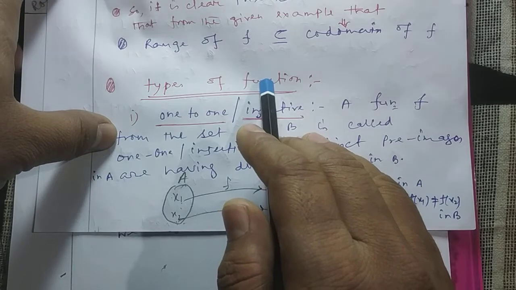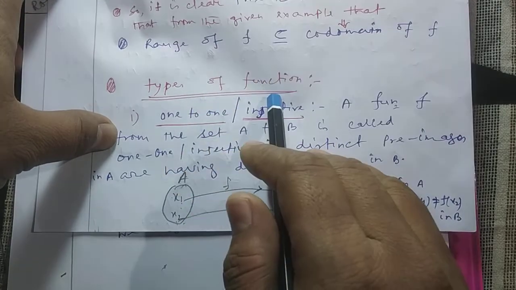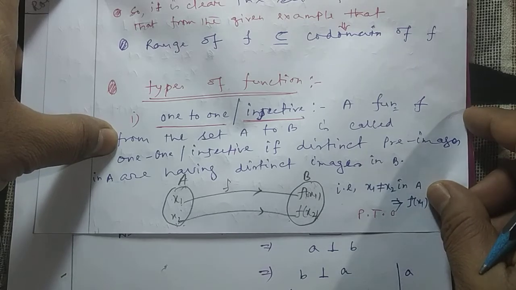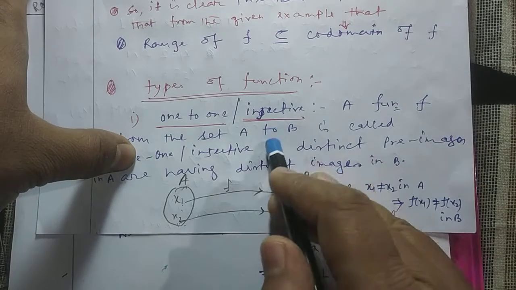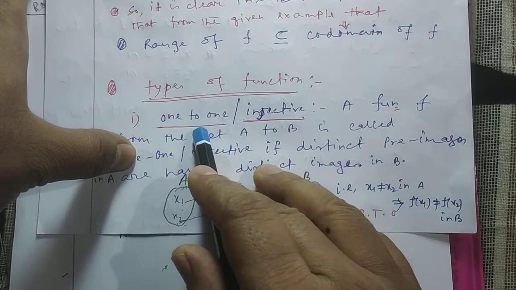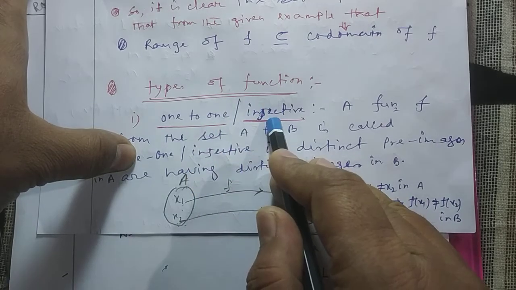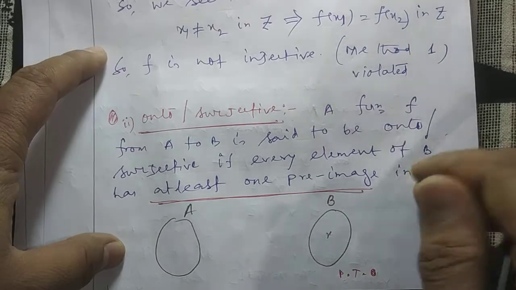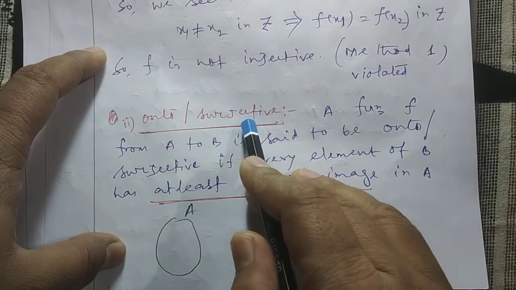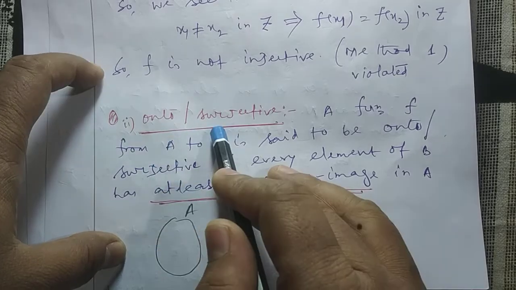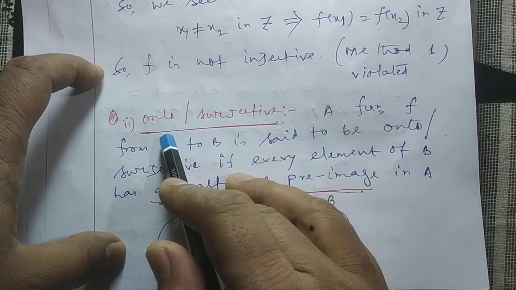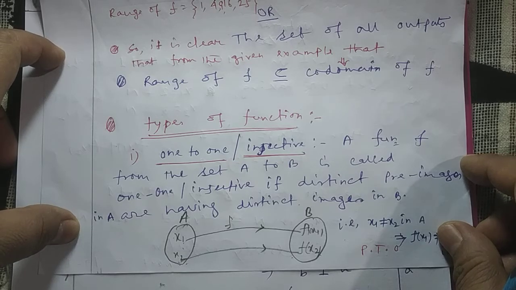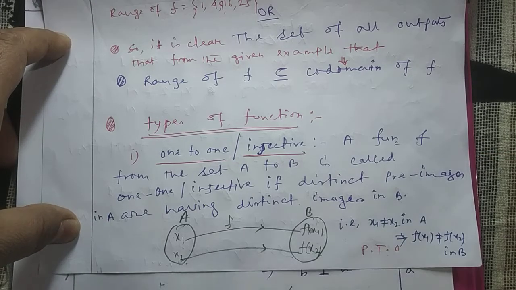That means we shall be discussing about types of functions. In our syllabus total we shall have two types of functions. The first one is injective or one-to-one. The another name of injective is one-to-one. And the another one is surjective or on-to. The another name of surjective is on-to. Now let us discuss every type one by one with suitable example.